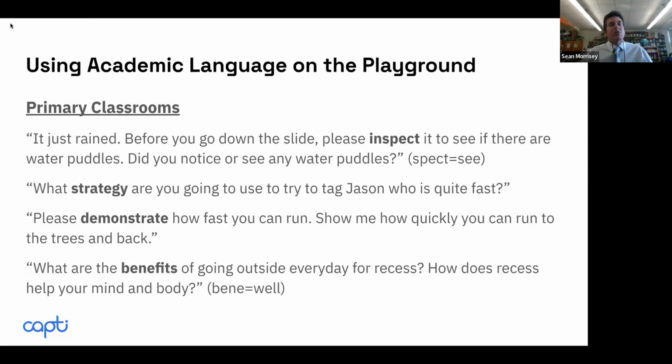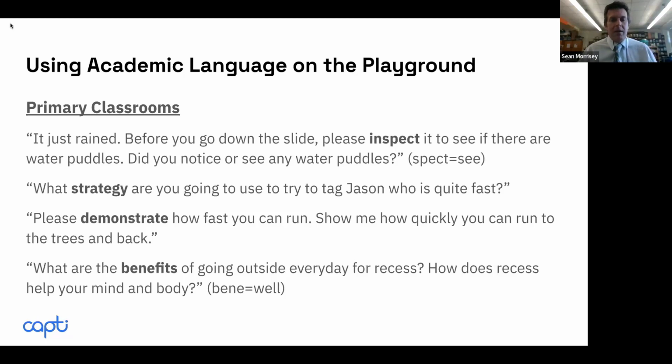We don't usually use academic language in our everyday speech. So what can you do in primary classrooms for the younger kids? Oh, it just rained. Before you go down the slide, please inspect it to see if there are water puddles. So you're on the playground using the word inspect with younger kids. Or, what are the benefits of going outside every day for recess? Just using words with kids, especially younger kids, they love hearing bigger words.